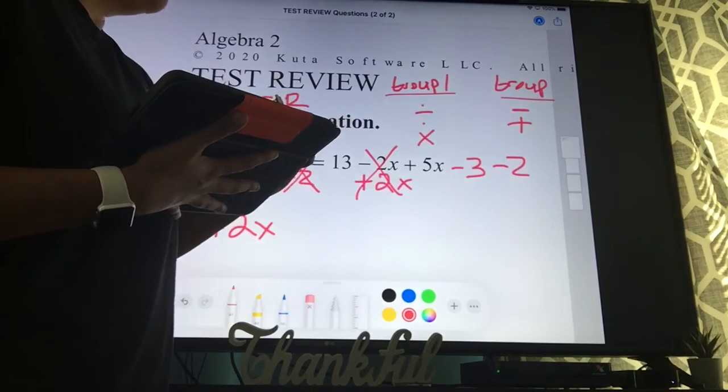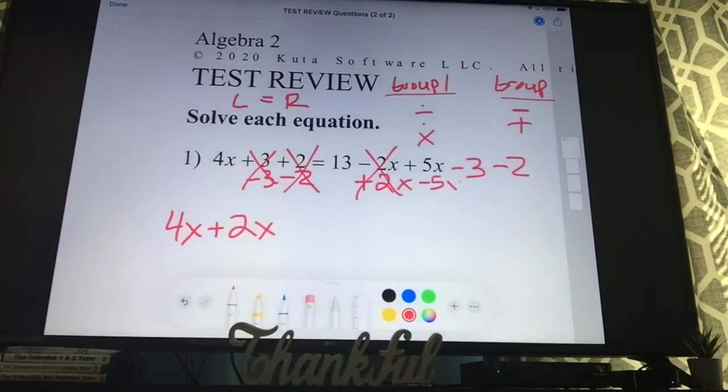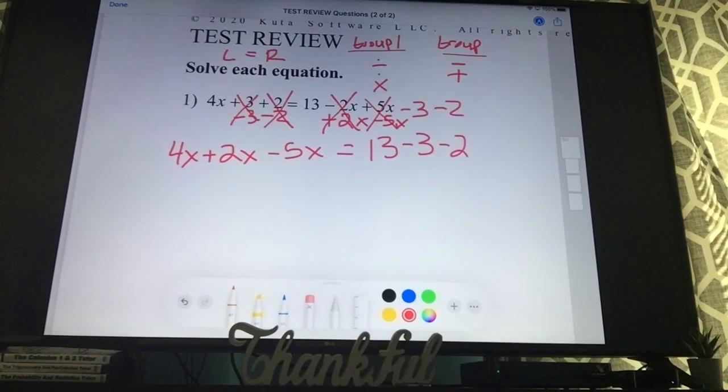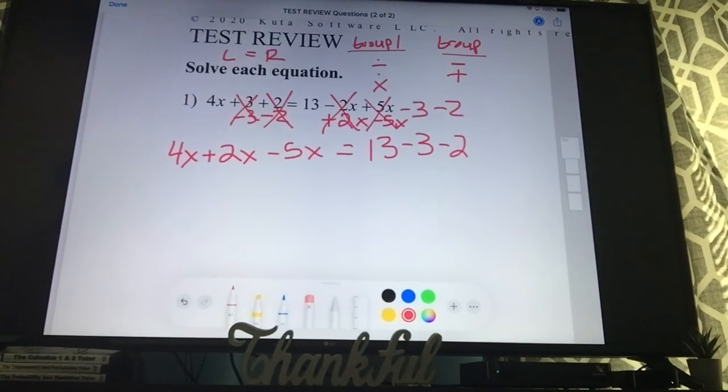I got a plus 5x. Well, it shouldn't be there, so now I gotta move it, so I gotta say minus 5x. Okay? So now all of my letters are on one side and all of my numbers are on another side. So I got 13 minus 3 minus 2. Okay, and the more we do this, the faster you'll get at it, and you don't have to do it so, I don't want to say sloppy, but kind of.